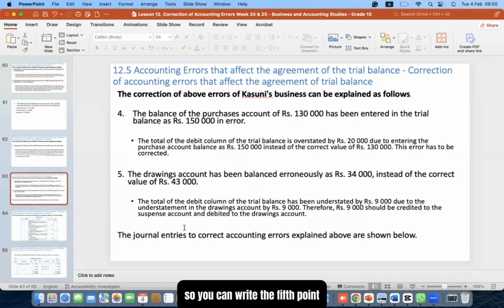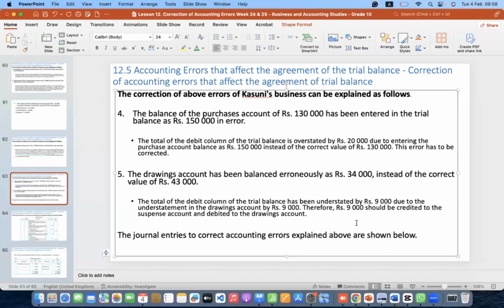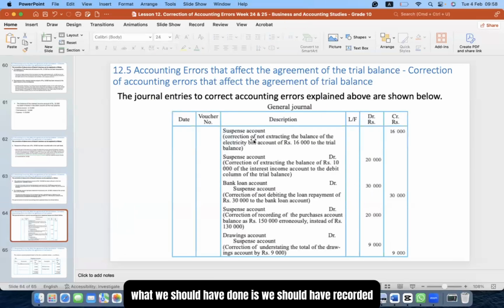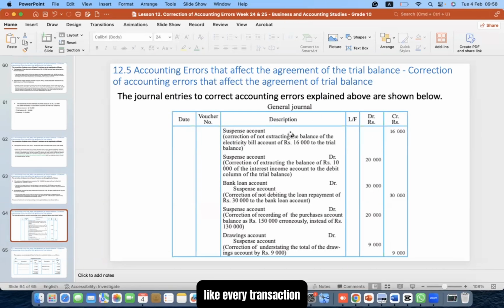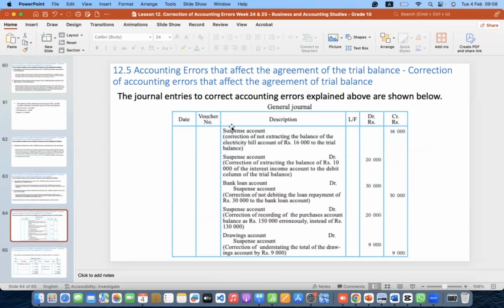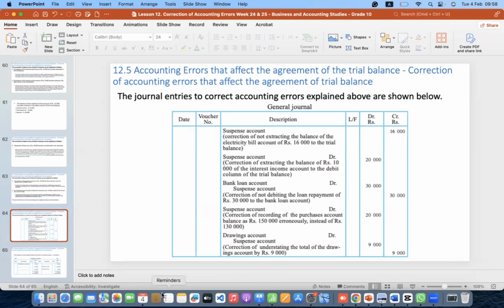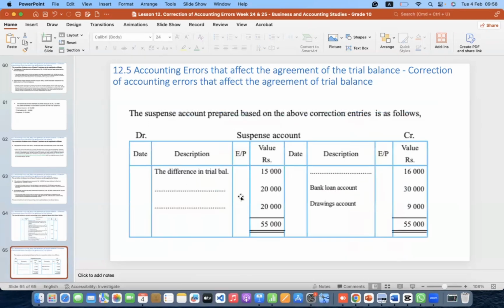So you can write the fifth point. Ideally, what we should have done is record every transaction on the general journal and then record it on the suspense account. That is how we should do it, but we didn't do it like that. Please complete this general journal and suspense account. Take a couple of minutes and complete this. After you complete this, you can pause and complete the suspense account as well.